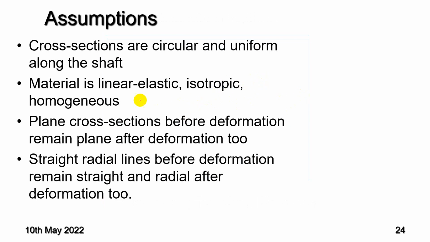the assumptions we make are: cross sections are circular and uniform along the shaft, the cross section doesn't change along the length. Material is linear elastic, isotropic, and homogeneous. Plane cross sections before deformation remain plane after deformation. That means it is elastic, because it will go back to its original shape. Straight radial lines before deformation remain straight radial lines after deformation. That also means elastic.